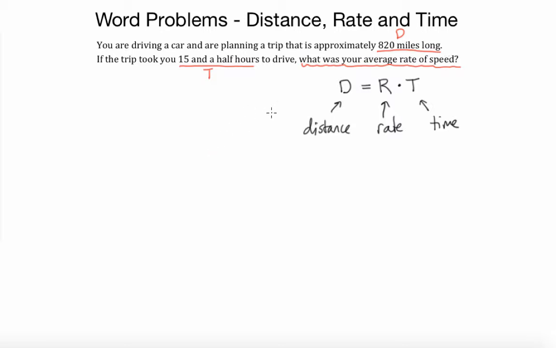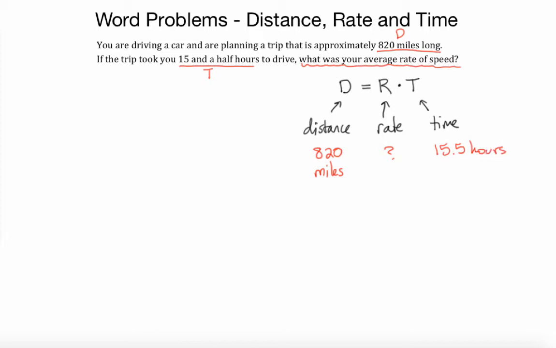Let's think of what we got here. So the distance we just saw in the problem was 820 miles. Make sure to keep track of your units. That's important in these problems. The rate, our rate of speed, we don't know what that is. And our time, we took 15 and a half hours. So I'm going to call that 15.5 hours.